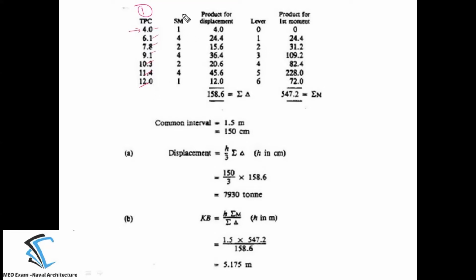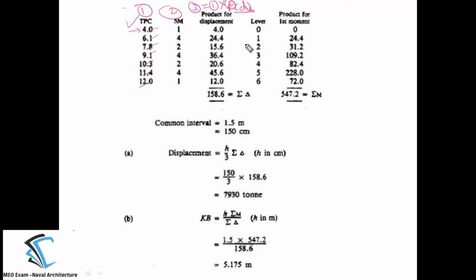So the Simpson's multiplier will be the second column, that will be 1, 4, 2, 4, 2, 4, 1. The product for the displacement is the column number 3, the function of displacement. Why am I saying function of displacement? Because the ordinate is a TPC. If the ordinate is an area, then this will be a function of volume. Now in this case the ordinate is a TPC, so this will be a function of displacement. Column number 3 you can calculate by column number 1 multiplied by column number 2.